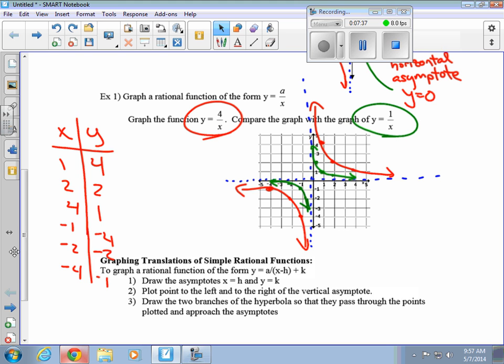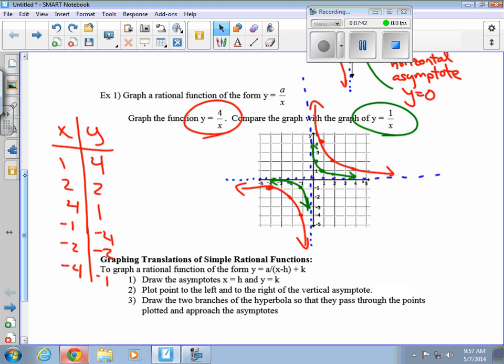That will change something else. Right. If it's negative, it'd be in the other quadrants, right? It'd be in quadrant 2 and quadrant 4.